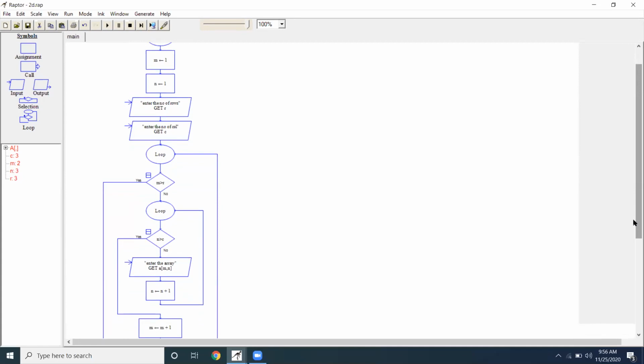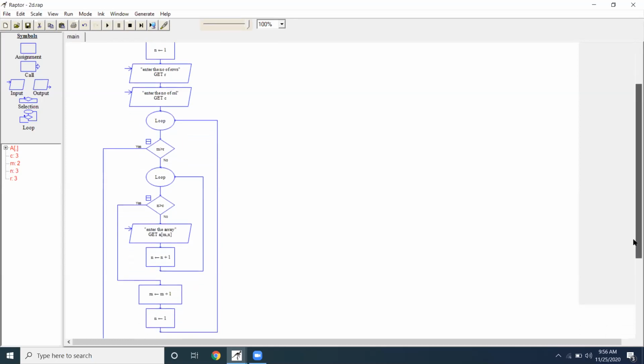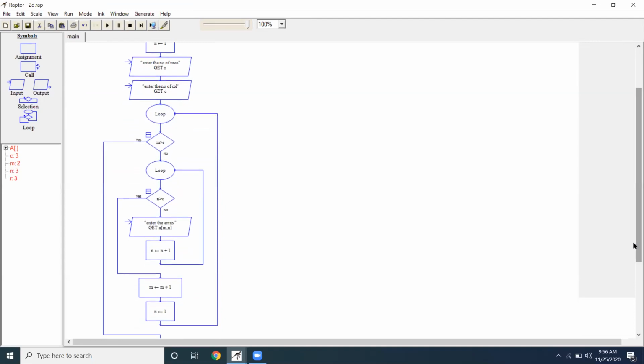In that nested loop, n will start with 1 every time and end at 3. That's why he has given n greater than c, because c is 3. If n is greater than c, it will come out. Then he is incrementing m. After n is completely done, again he is incrementing the row. He is going to the next row. That's why he is saying m is equal to m plus 1. Next he is starting with n is equal to 1 again, like that.